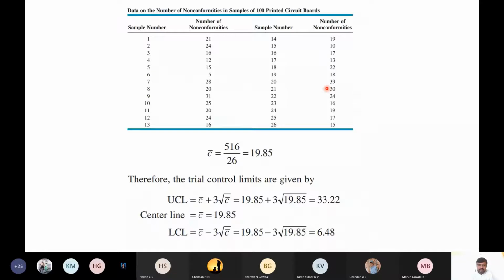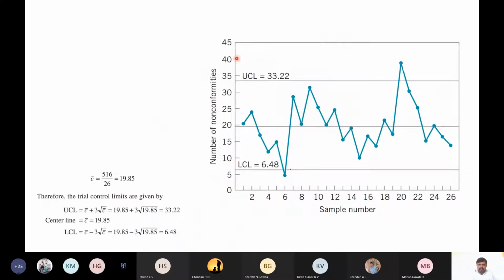Again, look at the upper control limit and lower control limit. They are also within that range, so you can choose 0 to 40. 0 to 40 is sufficient. Even if you take 45, no problem.